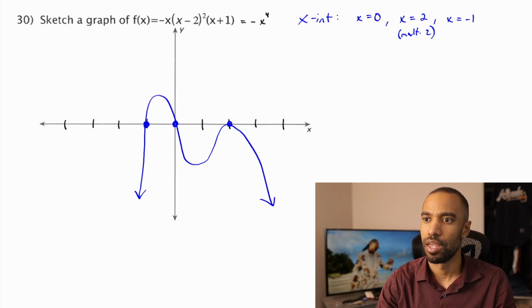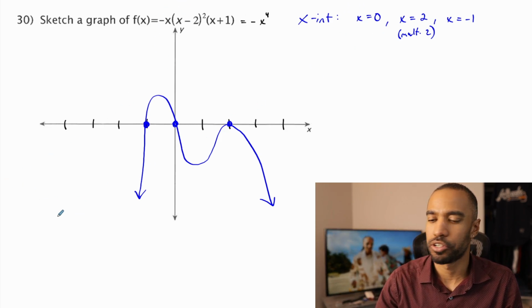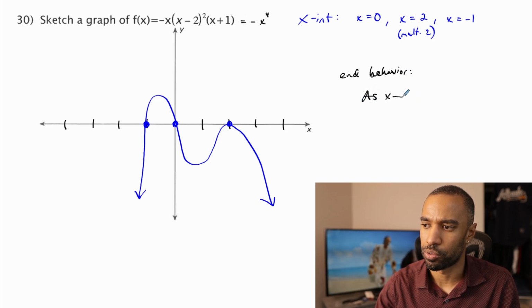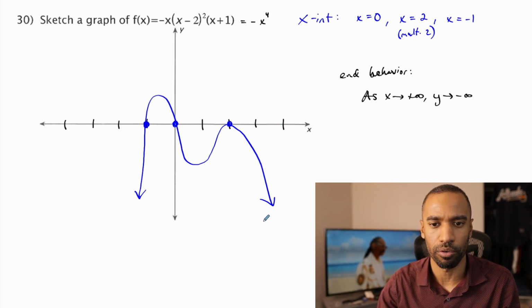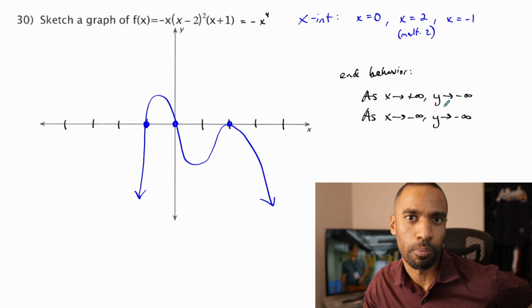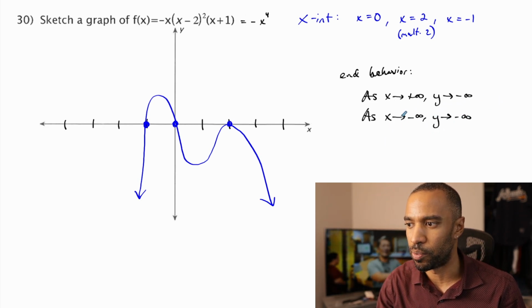There we have it. Okay, we have the x-intercepts. Let's talk end behavior. End behavior will state, as x approaches positive infinity, y seems to approach negative infinity. As we go forever right, we're going forever down. And as x approaches negative infinity, y approaches negative infinity. This is once again one of those things that I didn't do in my 14-minute little speed run.